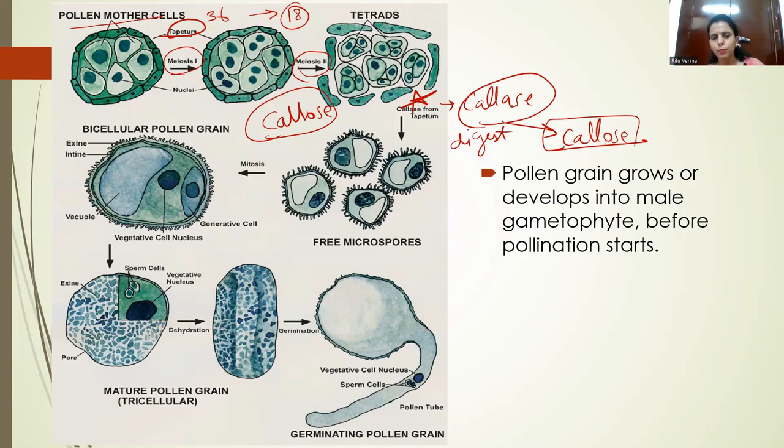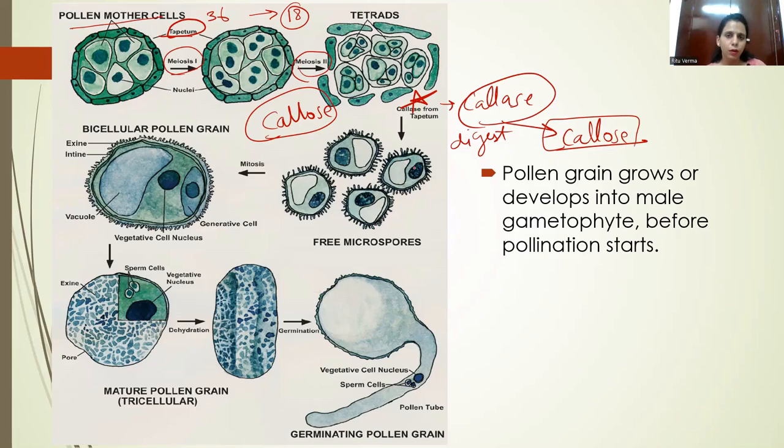So now these microspores or pollen grains are formed, okay? Earlier they were held together by callose. Callase is the enzyme secreted by the cells of the tapetum. This enzyme digests the callose, and now the microspores or pollen grains are completely free from each other and are present as individuals inside the microsporangia, okay?